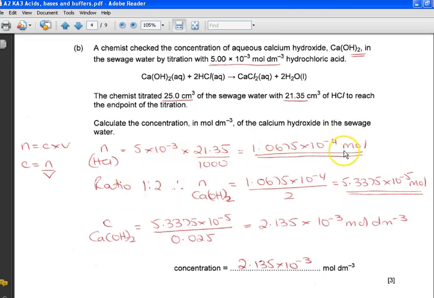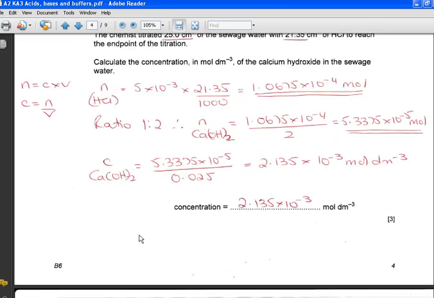So you work out your moles of HCl, look at the ratios, 1 to 2. So we divide the number of moles of HCl by 2 to find the number of moles of calcium hydroxide, and then we can work out our concentration. Okay.